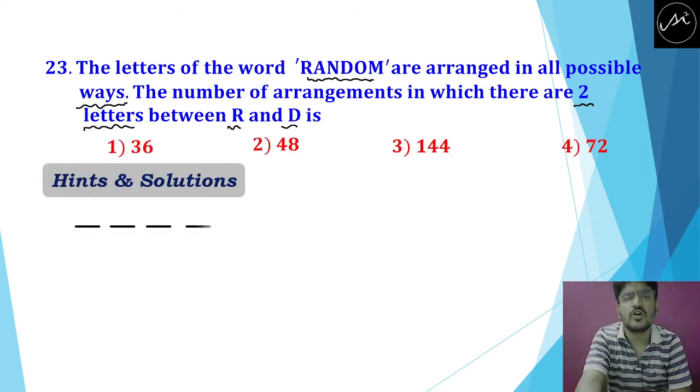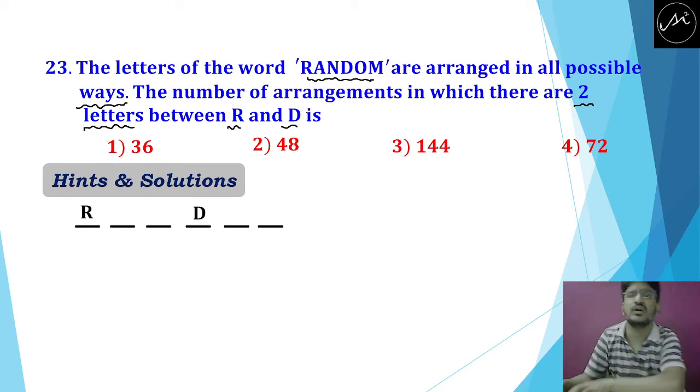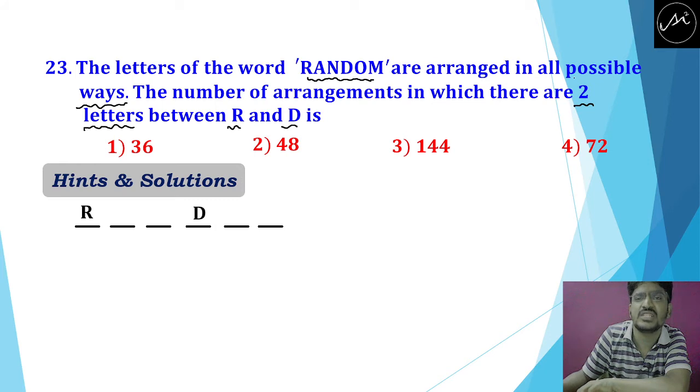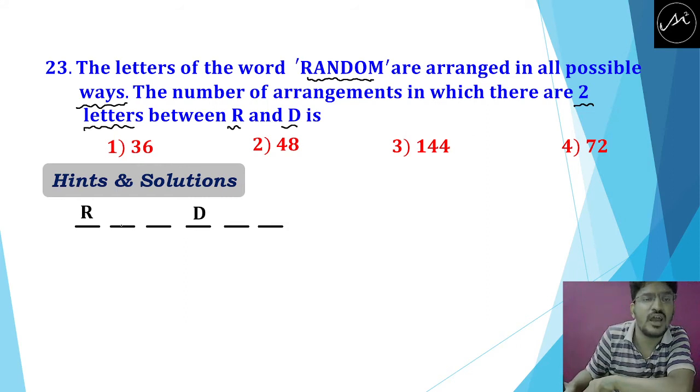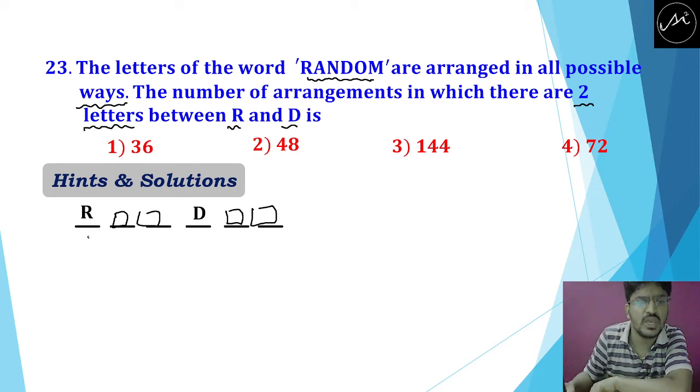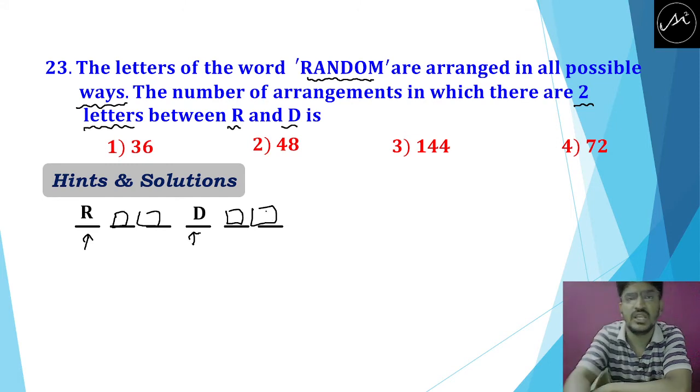So these are the 4 options, and you can just see here what they are telling. RANDOM is arranged in all possible ways. The number of arrangements in which there are two letters between R and D. See here, there are two letters in between R and D. Okay. So now here R is fixed, here D is fixed. Anyways, this can be arranged in two ways. The remaining letters, there are four. Okay. So they can be arranged in any number of ways.